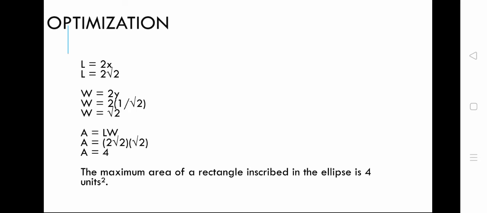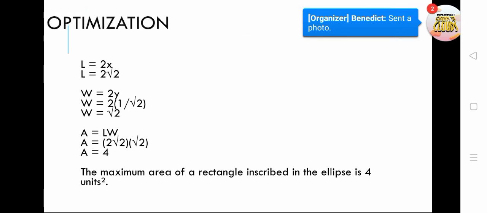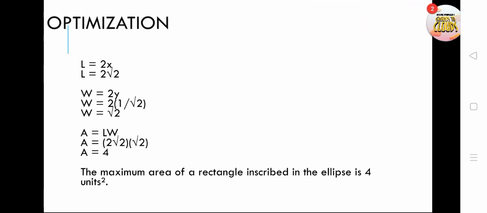Now we get to substituting the length. Since we know x is the square root of 2, the length is 2 square root of 2. We also know the width, which is 2 multiplied by the value of y, which is 1 over the square root of 2. So the width is equal to the square root of 2.